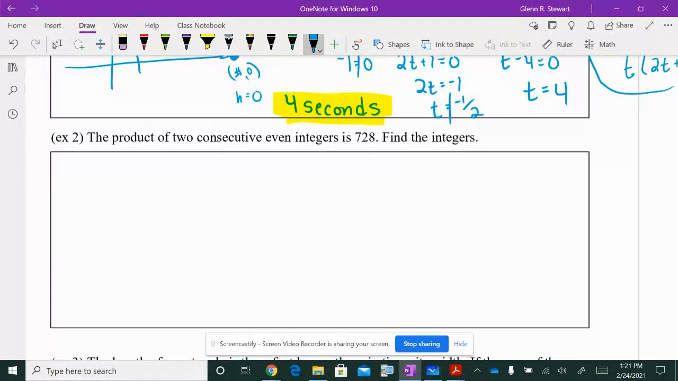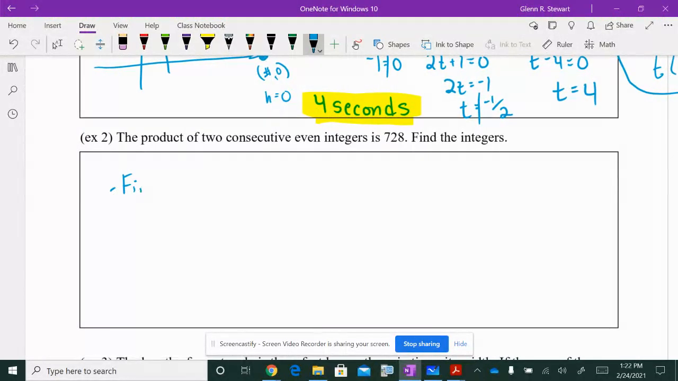So think of it as the first even integer will be x. The second even integer would be x plus 2. Reason that's x plus 2 is because we're adding 2 to it.